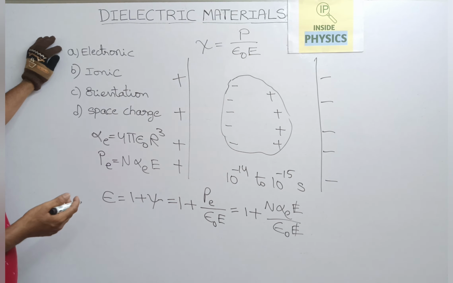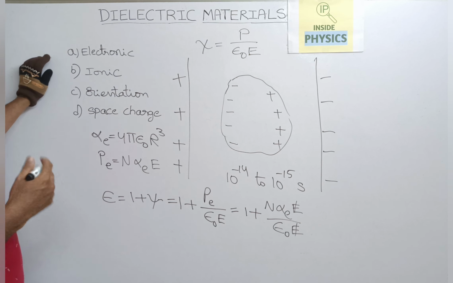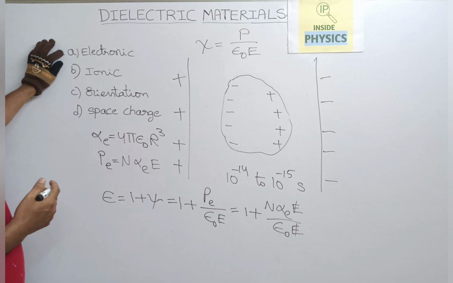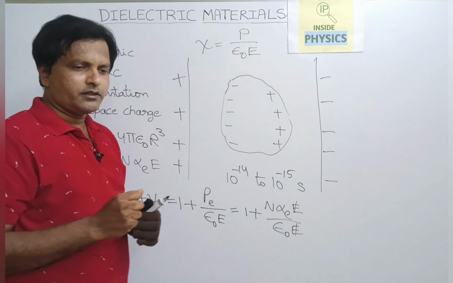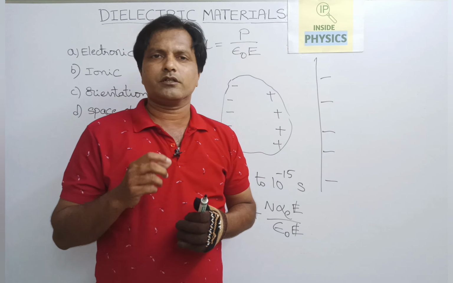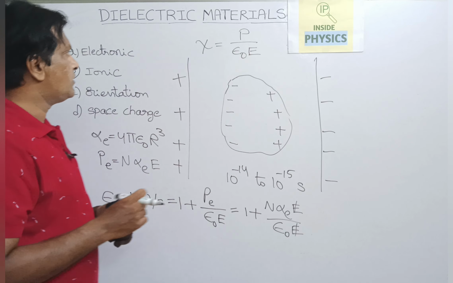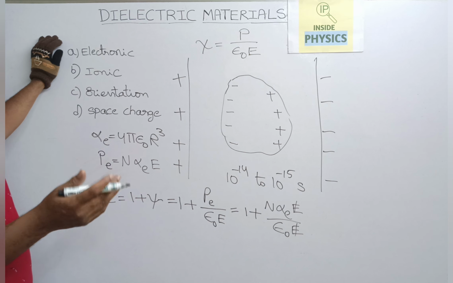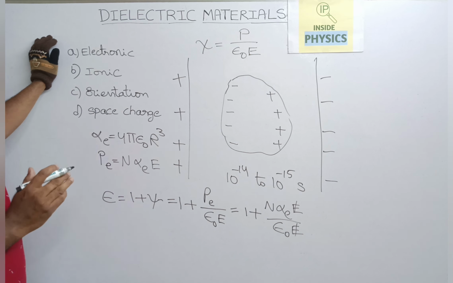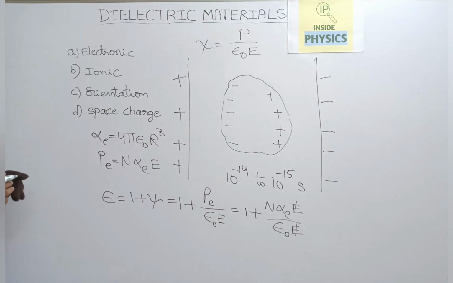That means all the four may be occurring in some materials, or one or two may be dominating in some materials. So all in all, the major contribution to the dielectric polarization will be because of at least one or two polarizations. So next we consider ionic polarization.